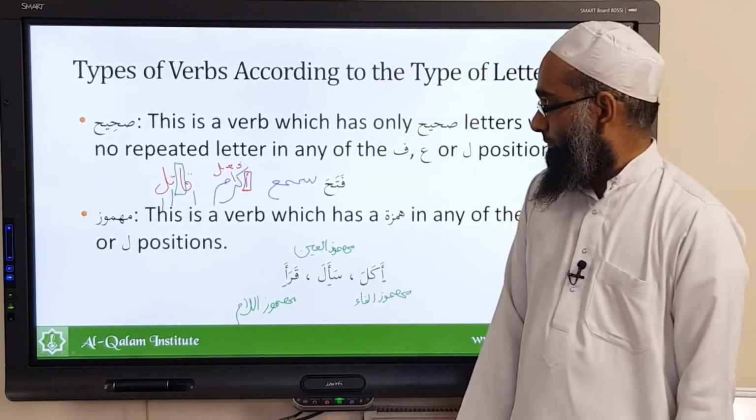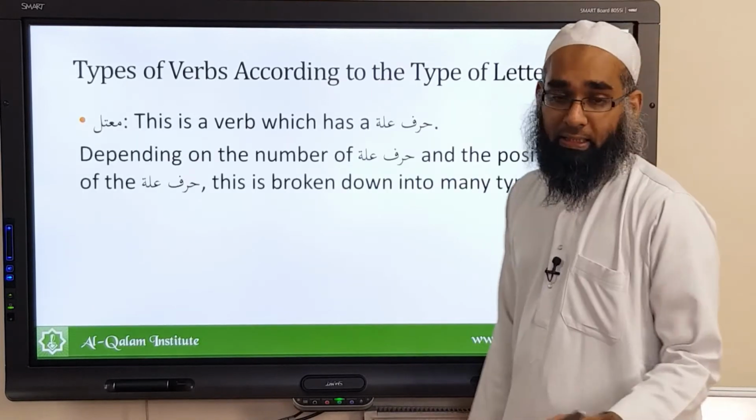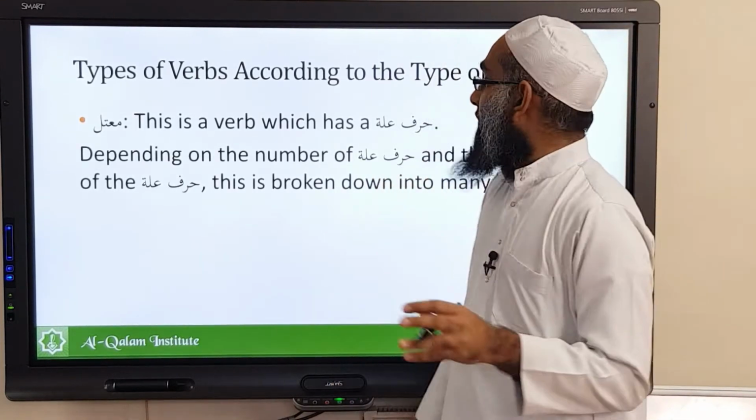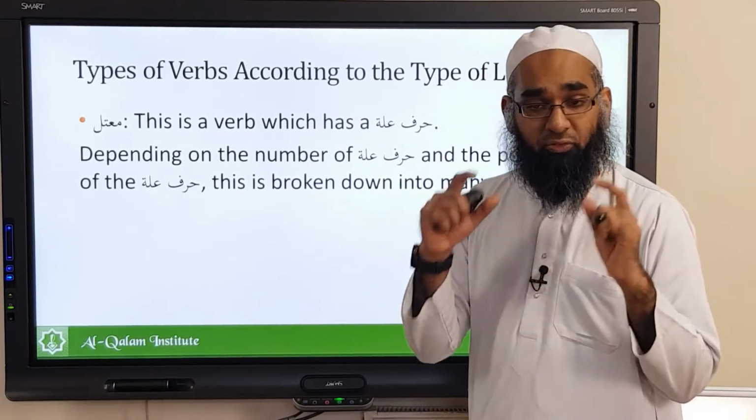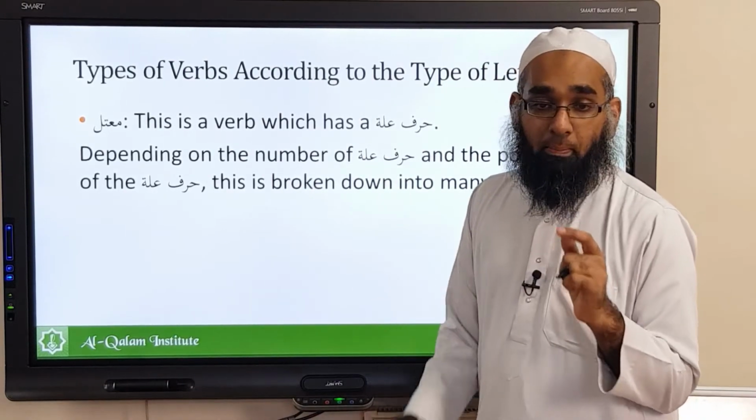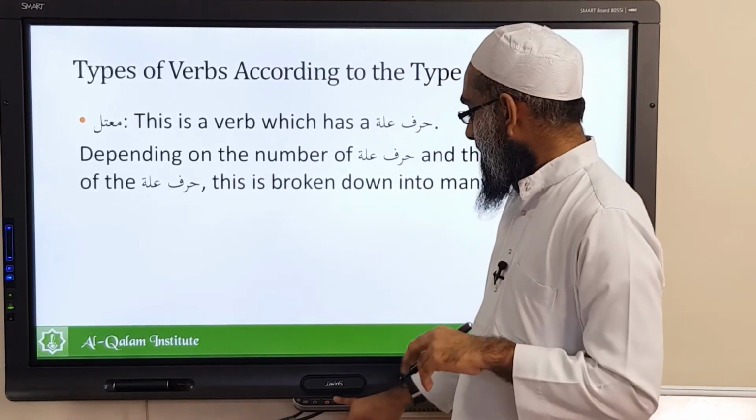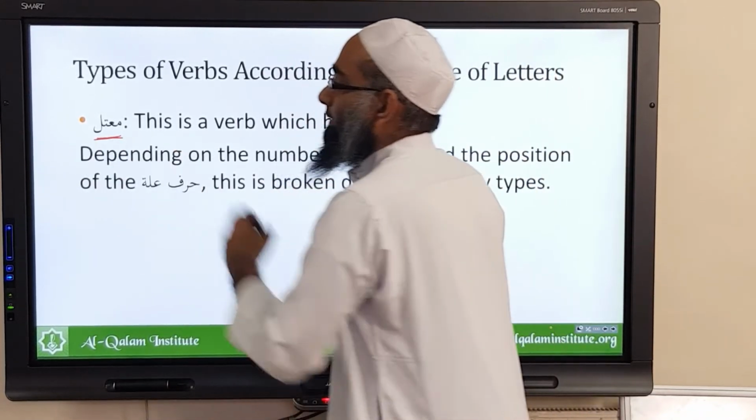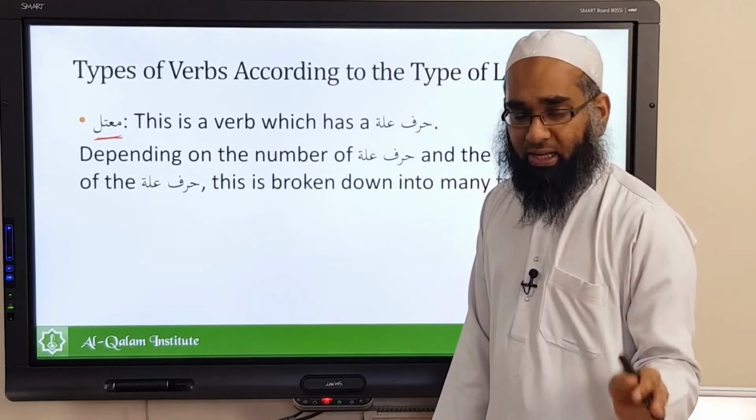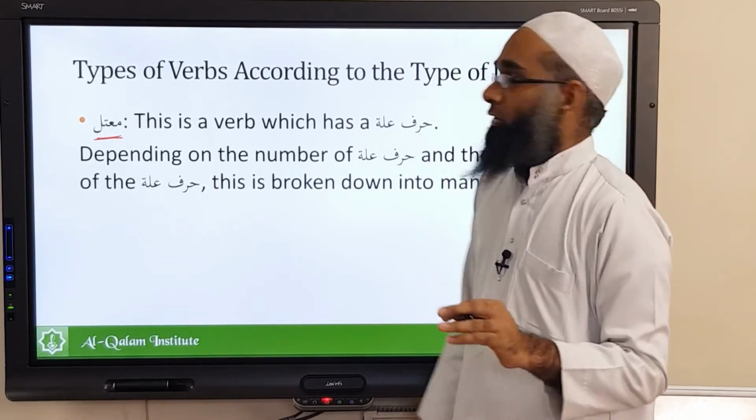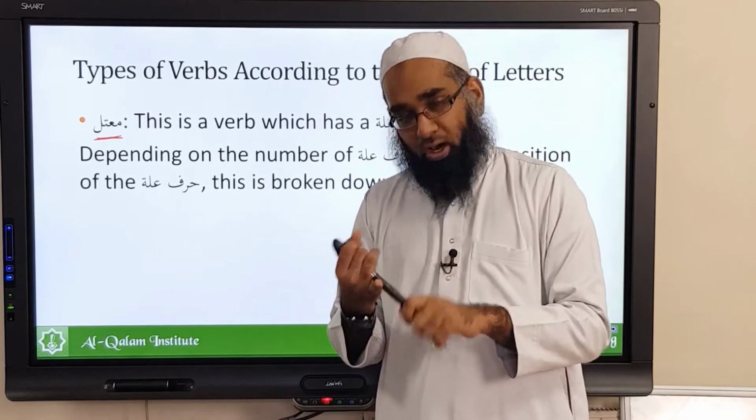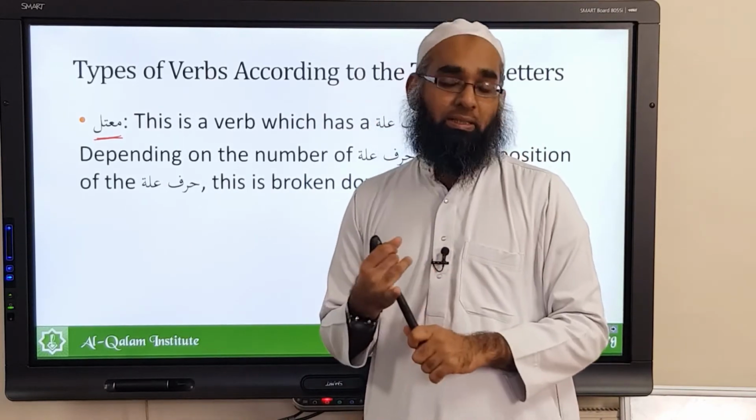You get it? Right. Now mu'tal. What happens now if a verb has a harf illa? What's it called? Mu'tal. Any type of illa, wherever it comes, you call it mu'tal. Okay, it's a very important word. So if it has a harf illa, this is called mu'tal. So you have sahih, you have mahmuz, and you have mu'tal.